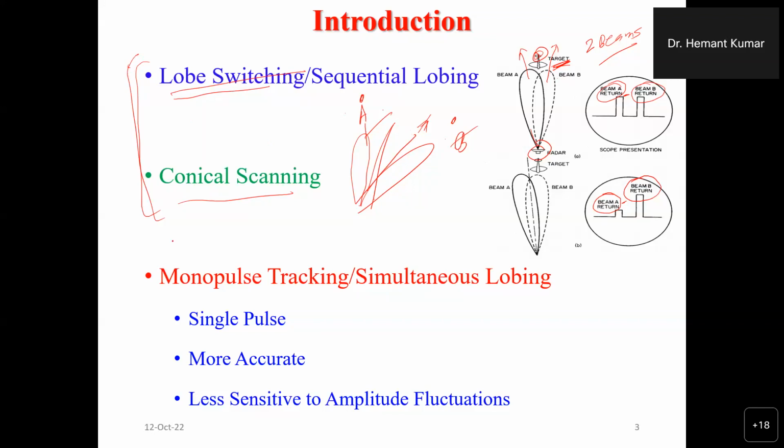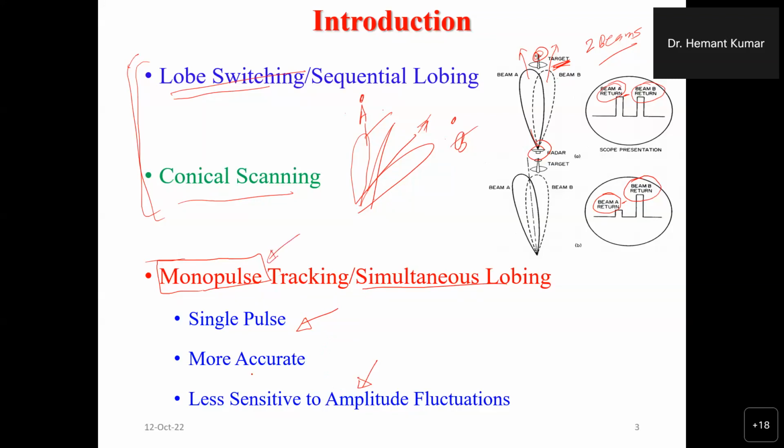So in this case, because we are using multiple pulses, the accuracy will be less. So what is the solution to this problem? It is monopulse tracking. From the name itself, monopulse, only one pulse will be used for tracking the target. This technique is also known as simultaneous lobing. So in this case, we will only use one pulse, so the amplitude fluctuations will not be there. So it will be very accurate compared to the previous two techniques. That's why we are going to focus in this session on the monopulse tracking scheme.